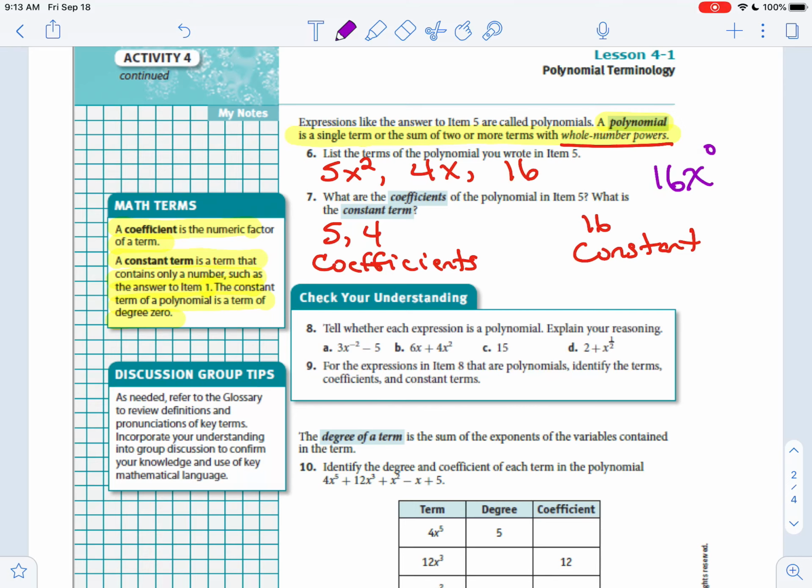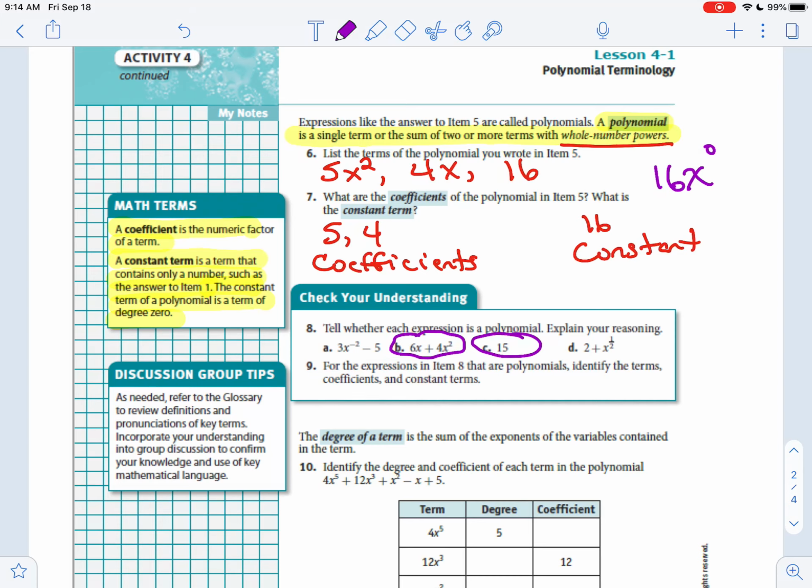Okay. Now, in the check your understanding box, they want us to tell whether each expression is a polynomial. So if I look at A, I have 3x to the negative 2 minus 5. So we have some terms there, but remember, we have to have whole number powers. And so that negative power means no, that it's not a polynomial, because that's not a whole number. However, part B, I can see 6x to the first and 4x squared. That is a polynomial. Part C, I can see 15.